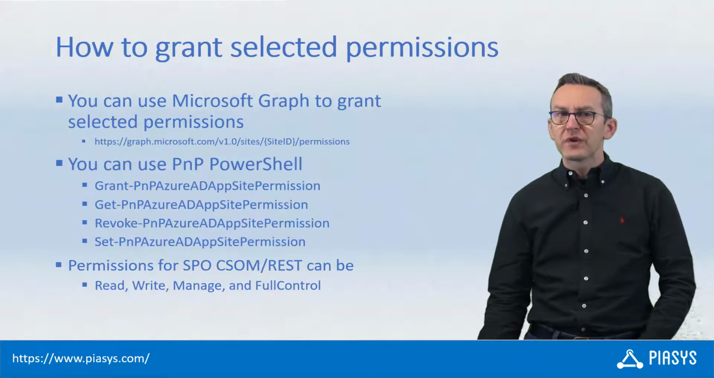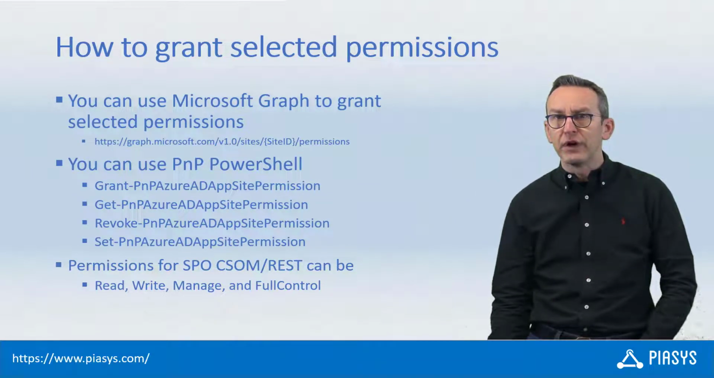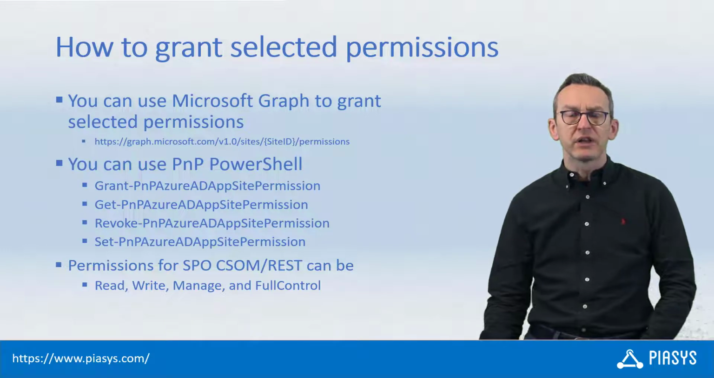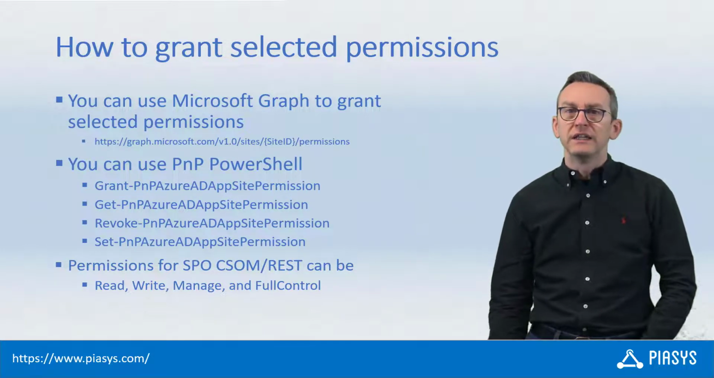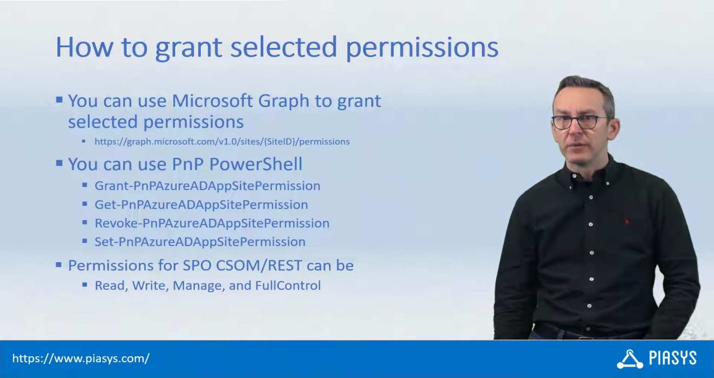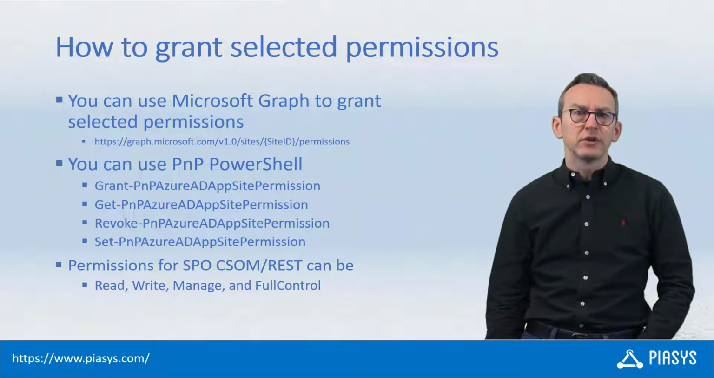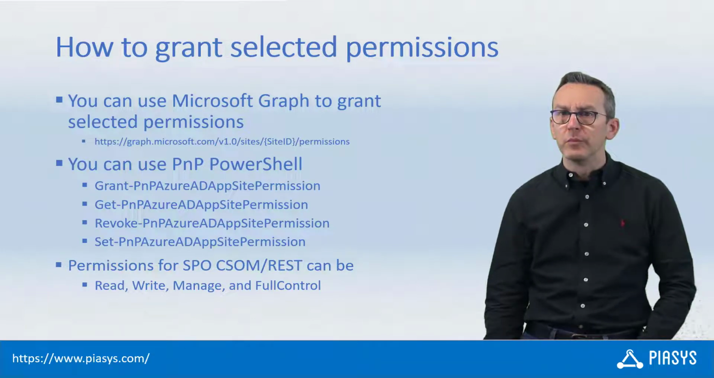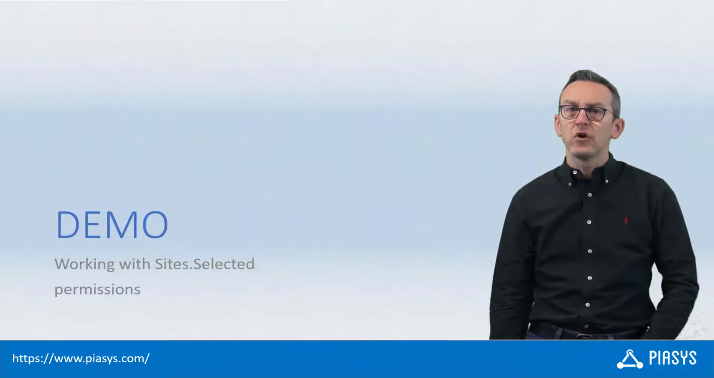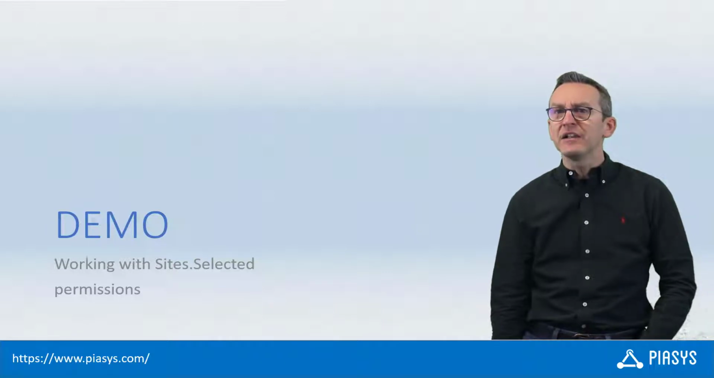So, in order to grant those permissions, we can use a specific endpoint of Microsoft Graph, or we can use the PnP PowerShell commandlets to grant, update, or revoke the selected and granted permissions. From a SharePoint Online point of view, we can grant the read, write, manage, or full control permissions. So, like always, let's move to the demo environment and let's see how to do that in practice.